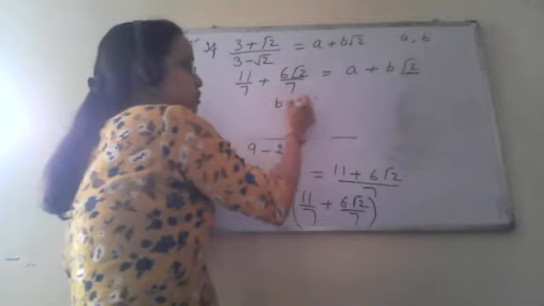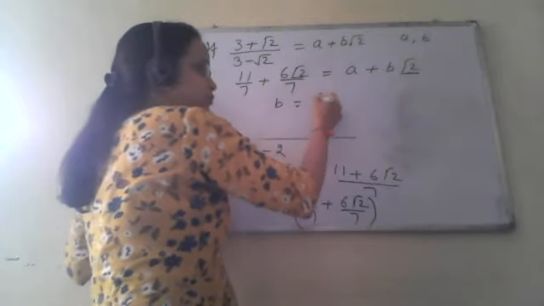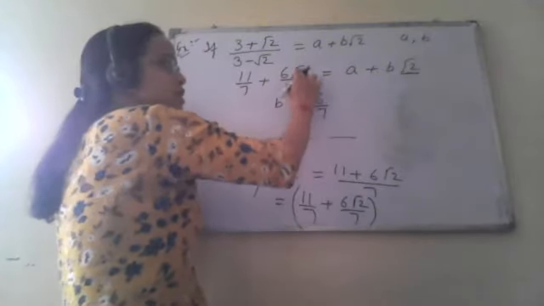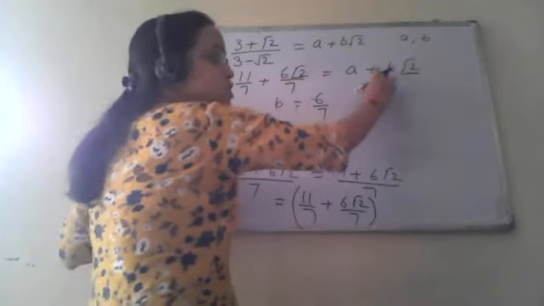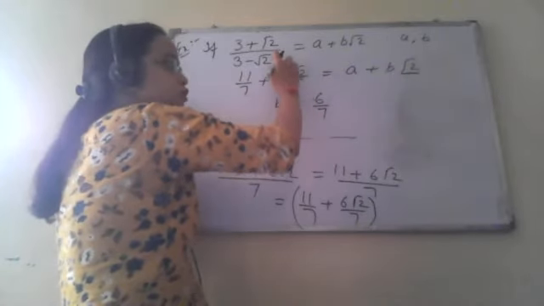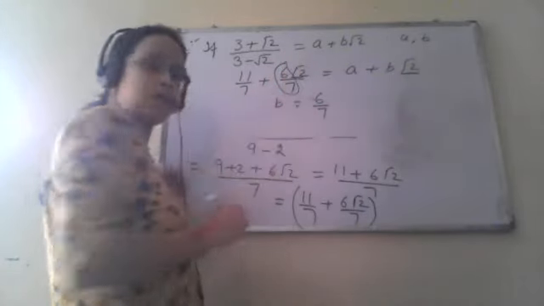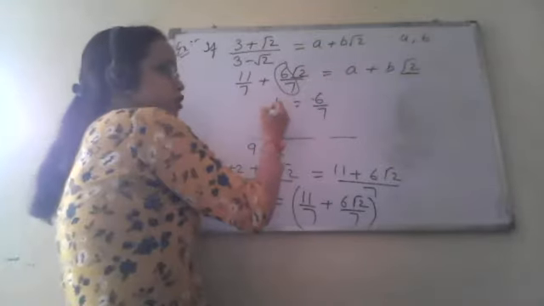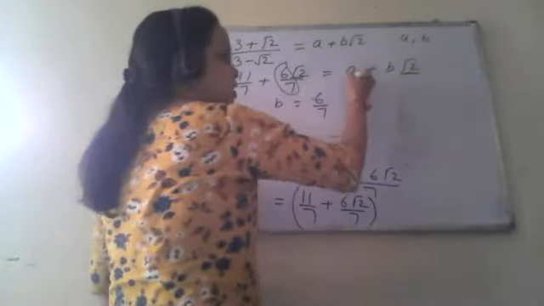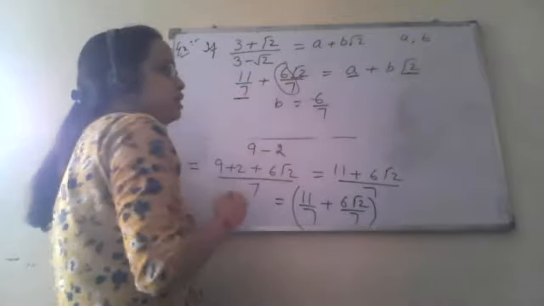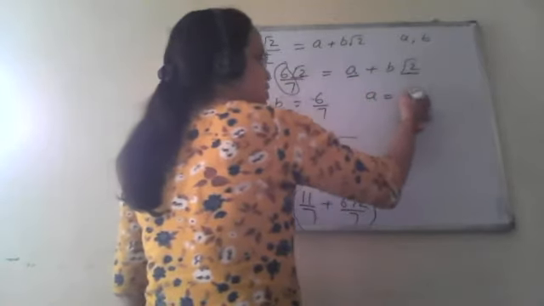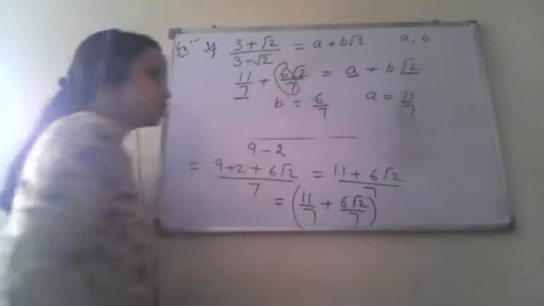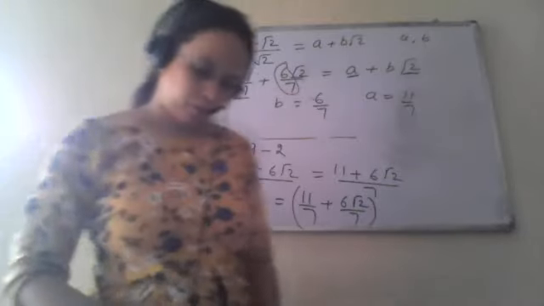So the value of b will be 6 upon 7, because here it is root 2 and here is b. So this b and the coefficient of root 2 should be equal in order to make these two terms equal. So the value of b is 6 upon 7, and here it is a and here we have 11 upon 7. So a will be equal to 11 upon 7. So we have to just correlate these types of questions. Okay.